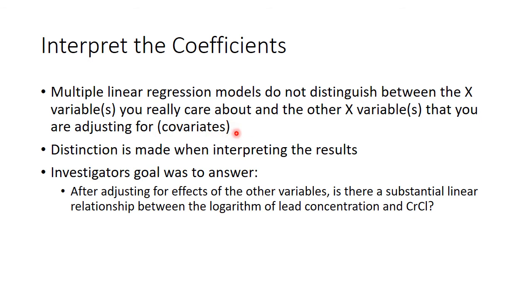And so when you run this through the statistical software, it's just going to pop out a bunch of p-values at you, along with other information about these best fit lines. And so the big thing here is you have to make a distinction when interpreting these results. Again, the investigator's goal is to answer: after you adjust for the effects of the other variables, is there still a substantial linear relationship between the logarithm of the lead concentration and creatinine clearance? So basically you can control for these other variables like the GGT and diuretic use and all of that to take out those confounding factors and determine specifically, is there a relationship here between log of lead concentration and being able to predict creatinine clearance.